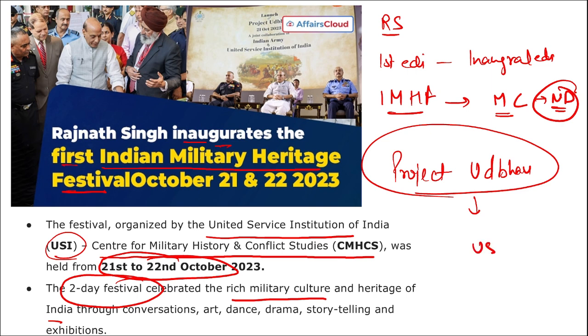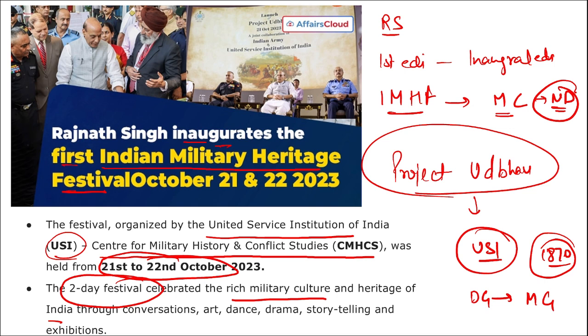If we talk about USI, that is the festival was organized by USI. What is USI? United Service Institution of India, right? This is the oldest tri-service think tank of India. It has been working since 1970. Who is the Director General here? Major General BK Sharma, and the headquarters is in New Delhi.